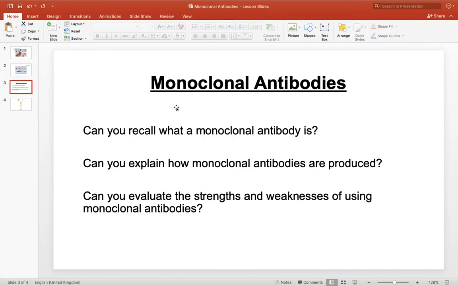So if we have a look back at the learning objectives, it says, can you recall what a monoclonal antibody is? Can you explain how monoclonal antibodies are produced? The final bit is that we need to evaluate the strengths and weaknesses.